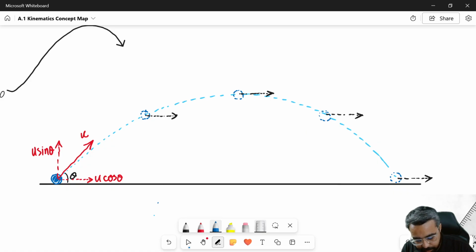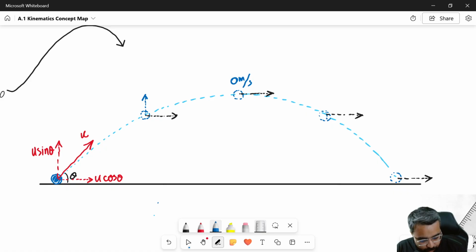So now its velocity at this point will obviously be less than u sine theta. In fact, at this point its vertical velocity has become zero, but not the entire velocity. That's why the ball will not stay at rest. This is the difference between 1D and 2-dimensional motion. So what will happen after that?